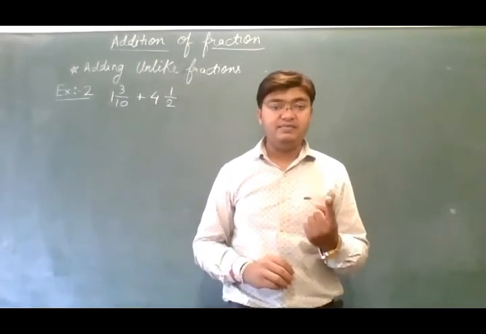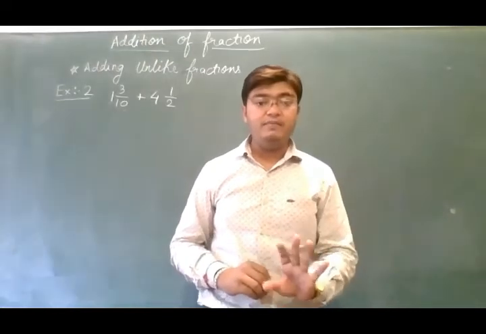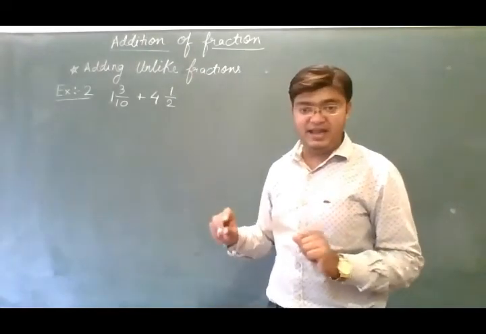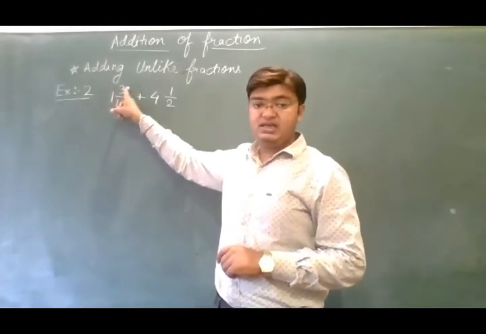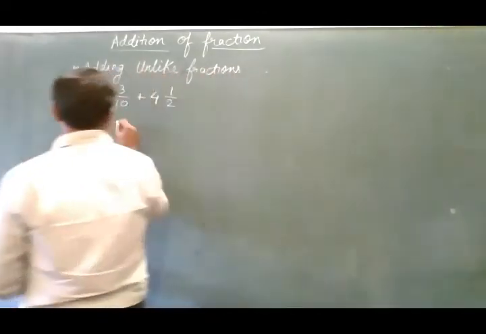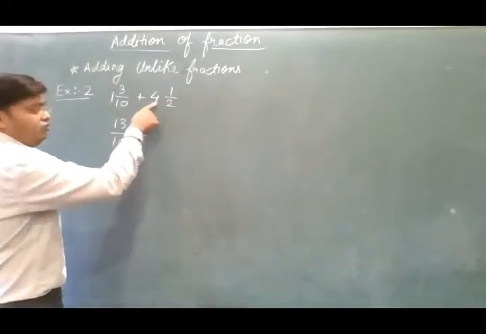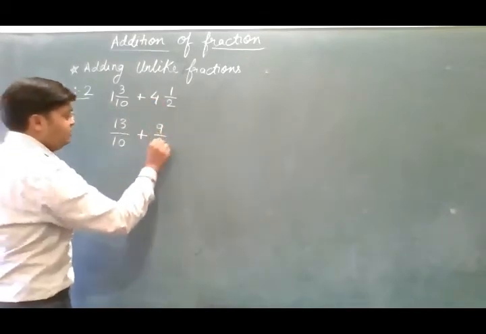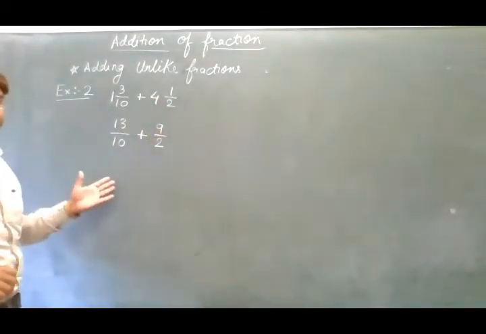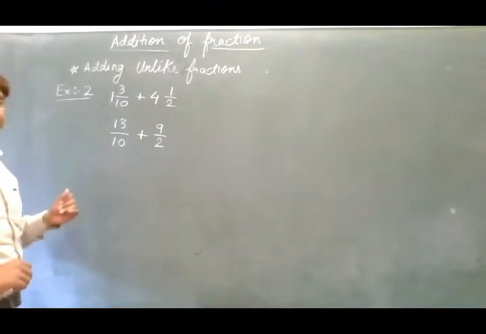So the first step here is that we need to change this mixed fraction into an improper fraction by multiplying. Let's have a look. 10 ones are 10, 10 plus 3, 13. So here 13 upon 10. Plus 2 fours are 8, 8 plus 1, 9. 9 upon 2. So now we have converted the mixed fraction into an improper fraction, and here you can see that it is unlike fractions.